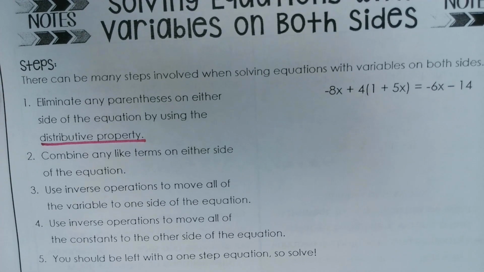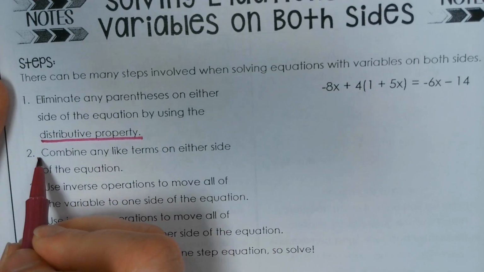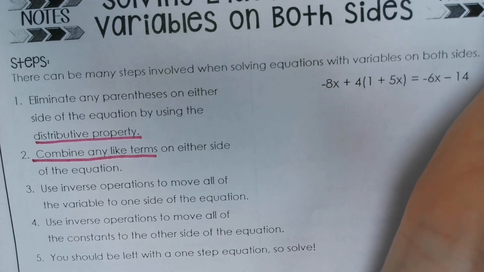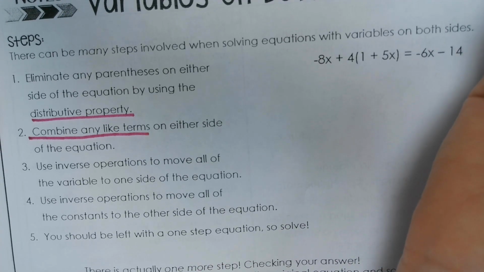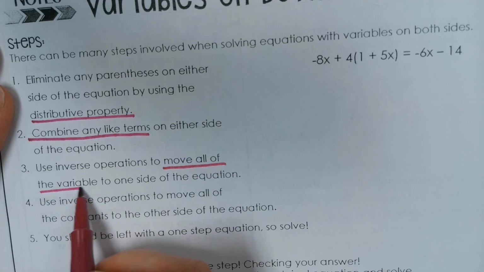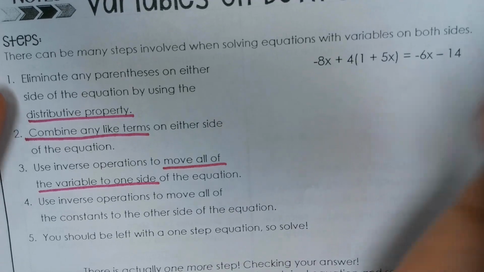That is step 1. Step 2, combine any like terms on either side of the equation. So underline the words, combine any like terms. Number 3, use inverse operations to move all the variables to one side of the equation. Underline, move all of the variables to one side. We are actually going to put it on the left.